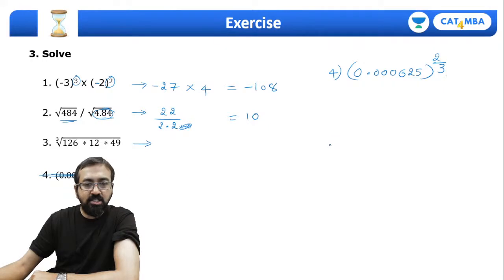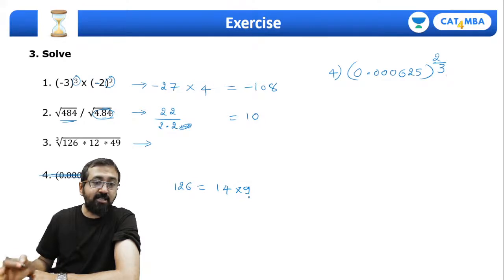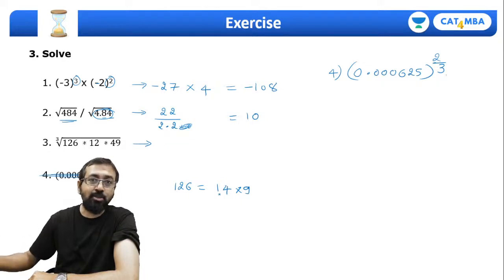What you can do is just break down these numbers. So 126 is nothing but 14 into 9. You should be good at tables. 21 into 6 is also 126. 14 into 9 is also 126, right? So there are multiple ways. In fact, 18 into 7 is also 126, right? So you should be good at these tables.